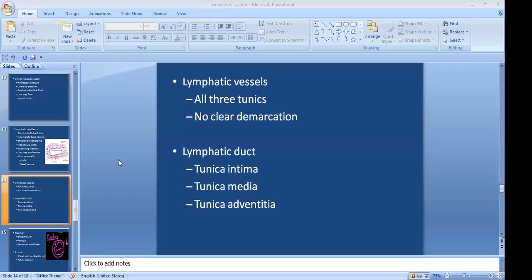Difference between lymphatic vessels and lymphatic duct. First of all, the diameter of lymphatic vessels is small as compared to the duct, one thing. The other thing is that in the duct, the tunica media is thicker than the tunica intima and adventitia. So this is not present in the lymphatic vessels. So you need to see it in the slides.